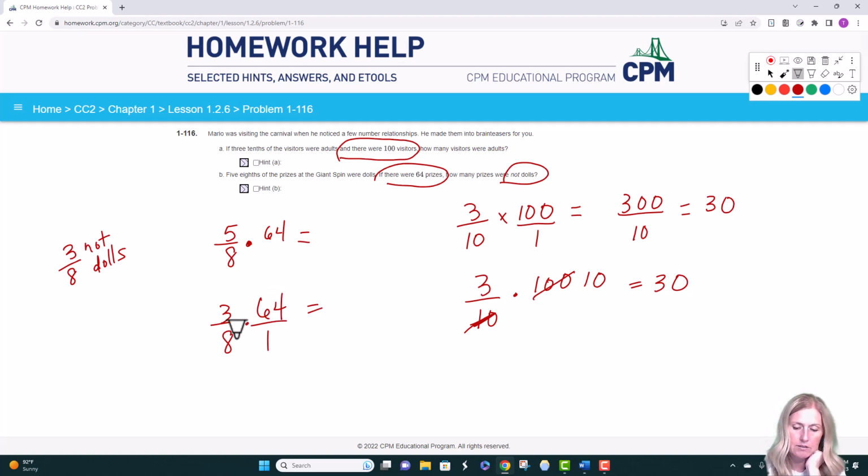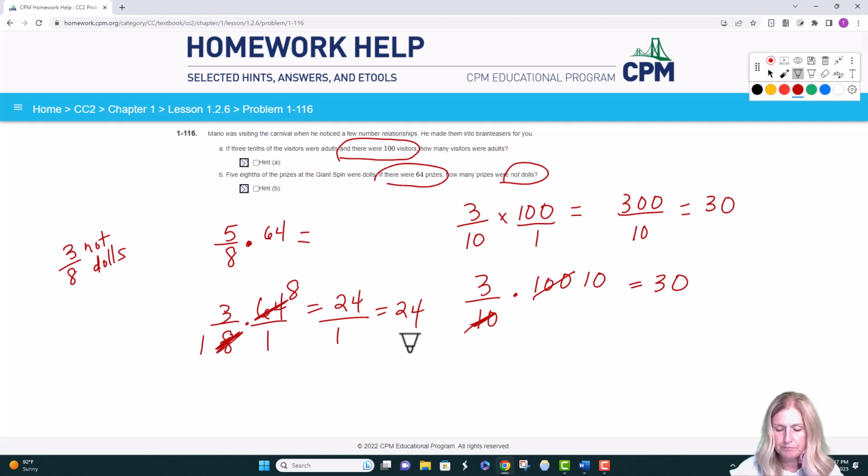I'm going to cross reduce here. 64 divided by 8 is 8. So now there's nothing on the bottom but ones. I don't really need it. It's not going to change anything. I'm left with 3 times 8 is 24. If I finish down on the bottom, 24 over 1, which is still just 24. So 24 were not dolls.